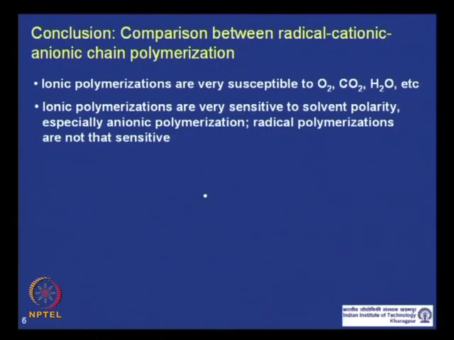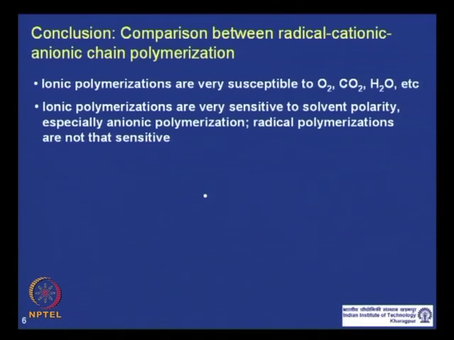And ionic chain polymerizations are very sensitive to solvent polarity, as we discussed in the last 2 lectures, especially for anionic polymerization. Radical polymerizations are not sensitive in general, though some polar monomers can be sensitive to solvent polarity, but in general, as long as the monomers are soluble in the solvent you are using, your reaction should proceed well.